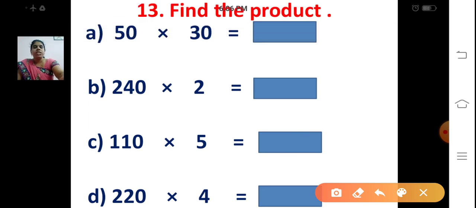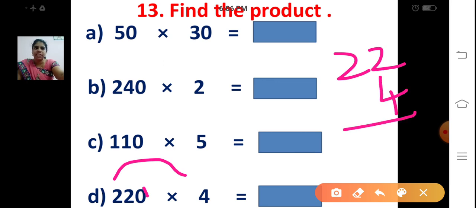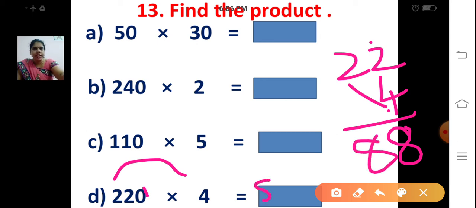So I'll repeat it one more time from the first one. Fourth sum we'll do. Next is 220 into 4. Same way, just ignore the 0. We'll multiply the remaining one. 22 into 4. You can multiply anyway. So 2 4s are 8. Again 2 4s are 8. So now write down 88, followed by how many zeros you'll write? Only one zero, right? So 220 into 4 is 880.